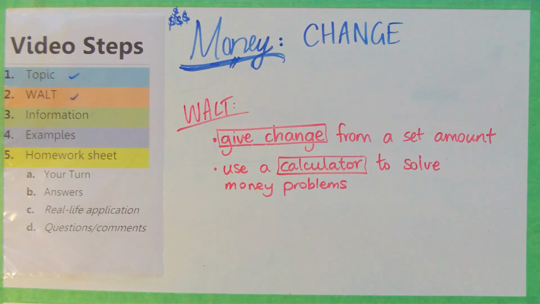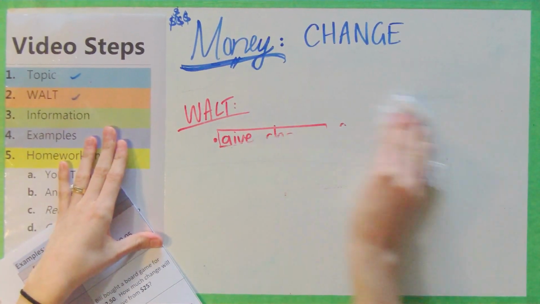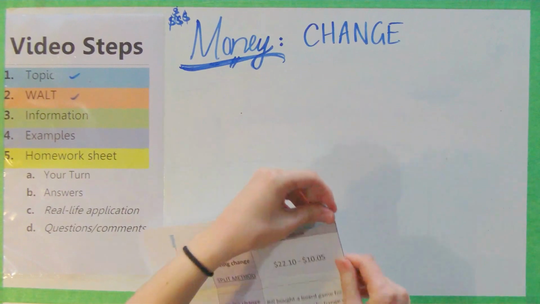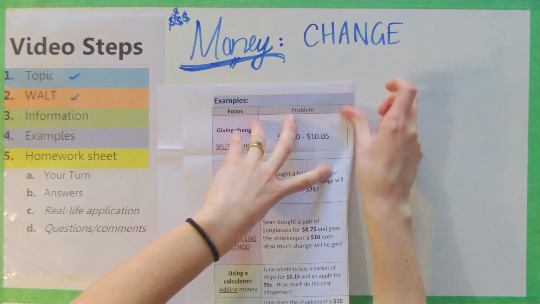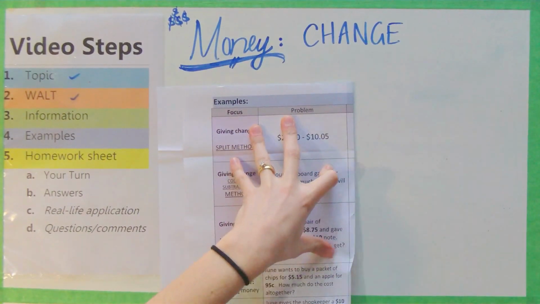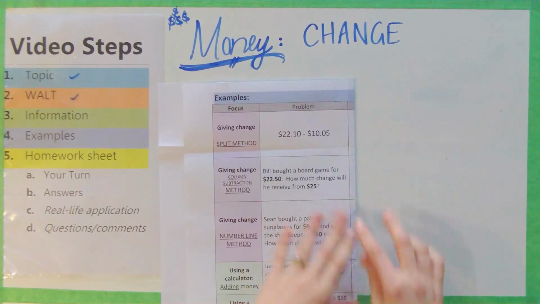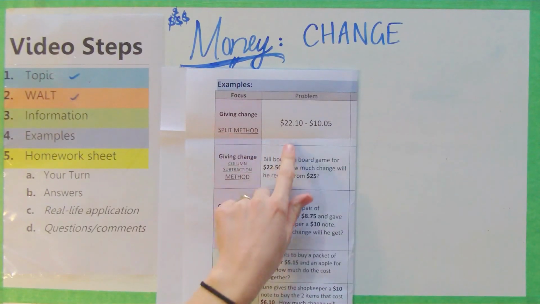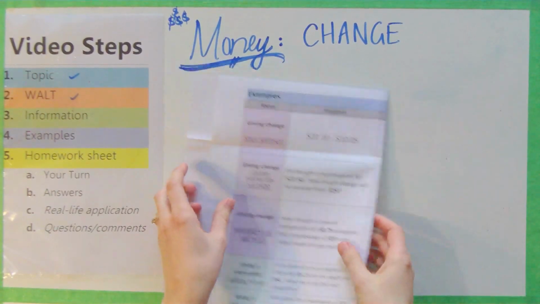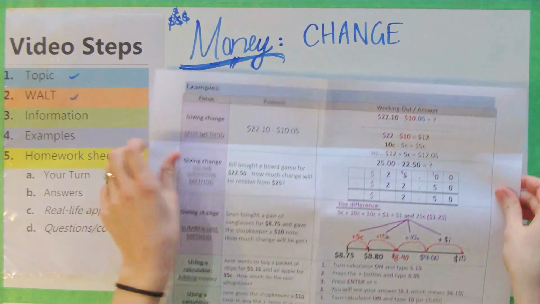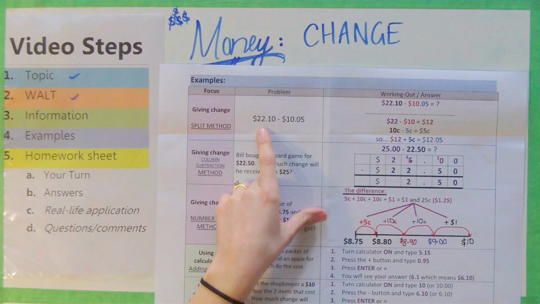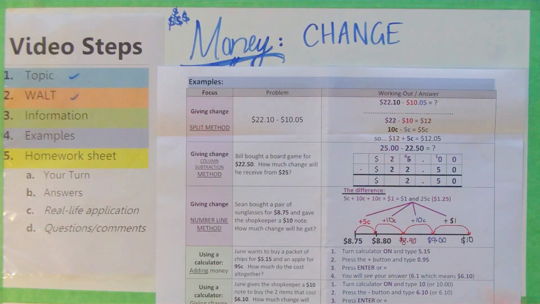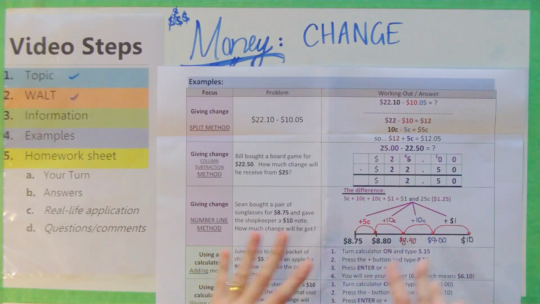Let's go through some examples. First of all, we've got a few different methods, just like we did in the other video on money, on adding up money amounts. So here is the split method. We've got $22.10, take away $10.05. So that's saying you bought something for $10.05, you gave the lady $22.10, or the man, how much money did you get back in change?